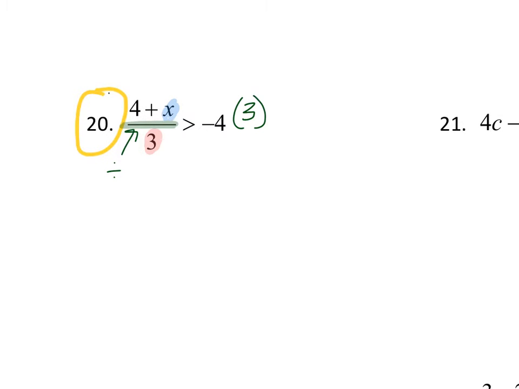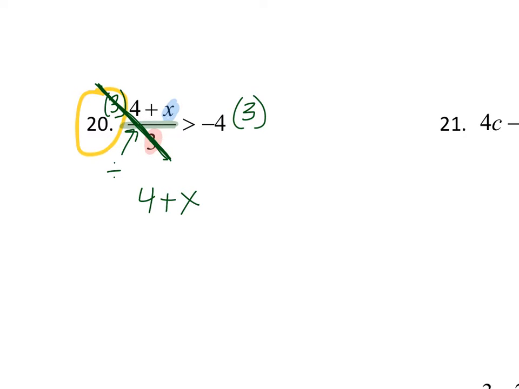And I'm going to put the 3 in parentheses next to it. So both sides get a 3. Now on this first side, the 3 divided by 3, that is 1. So that eliminates the 3 in the denominator, and you're just left with that 4 plus x that's in the numerator.